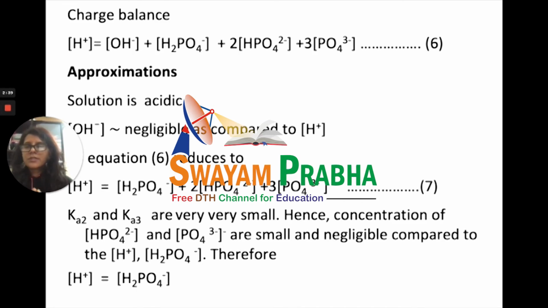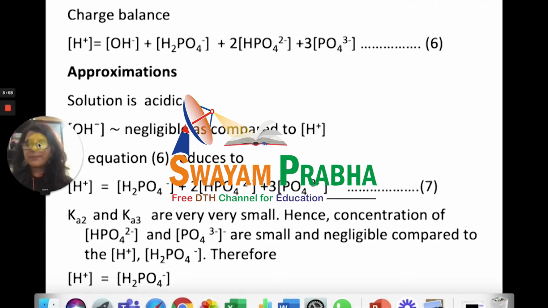Now, charge balance. What is charge balance? Sum of positive charges is equal to sum of negative charges. H plus is equal to OH minus plus H2PO4 minus plus 2 into HPO4 2 minus plus 3 into PO4 3 minus, right? We are multiplying by 2 and 3 because the contribution is double and triple, since they have a negative charge of 2 and a negative charge of 3.